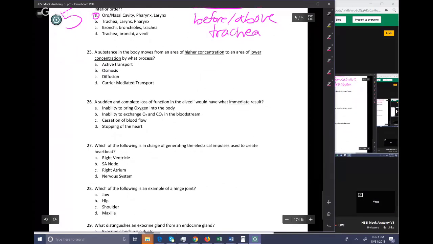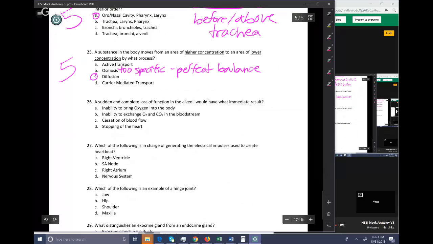25, a substance in the body moves from an area of higher to an area of lower concentration by diffusion. This is Anatomy 5 as well. Diffusion is a parent term. Diffusion includes osmosis, but osmosis is too specific in this instance because osmosis is where you have a perfect balance of solvent and solute. We do not have enough info to know that that's what's going to happen here, so we can't say it's osmosis.